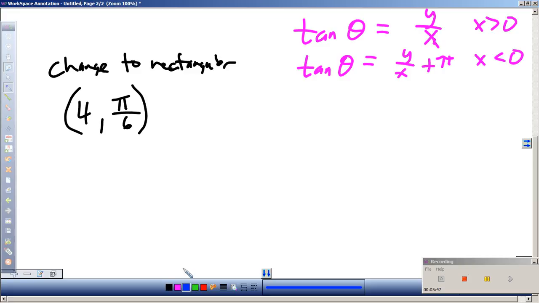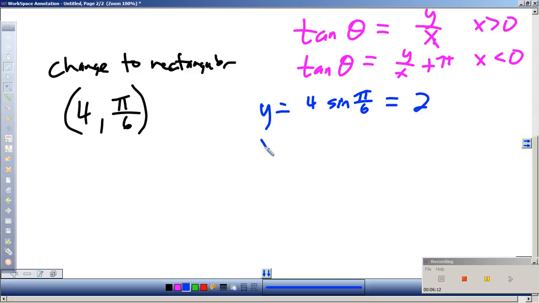What are we going to get? So y equals 4 sine pi over 6. What's sine pi over 6? 1/2. So 4 times 1/2 is 2.